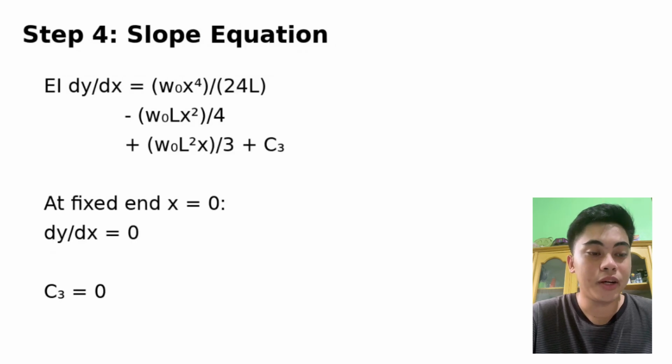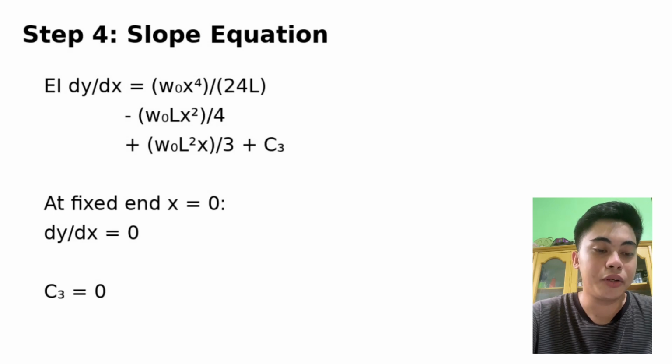Now we integrate once more to get the slope equation. EI times dy over dx equals W sub 0 times x to the fourth over 24L minus W sub 0 times Lx squared over 4 plus W sub 0 times L squared x over 3 plus C3. At the fixed end of the cantilever beam, the slope is 0. So at x equals 0, dy over dx is equal to 0, hence C3 is equal to 0.